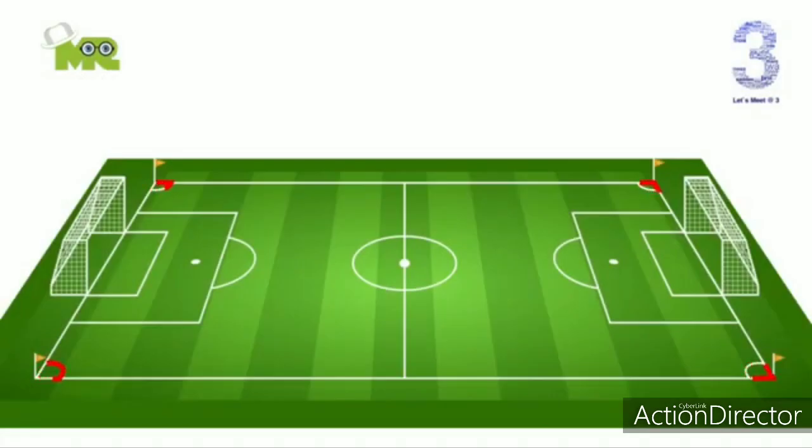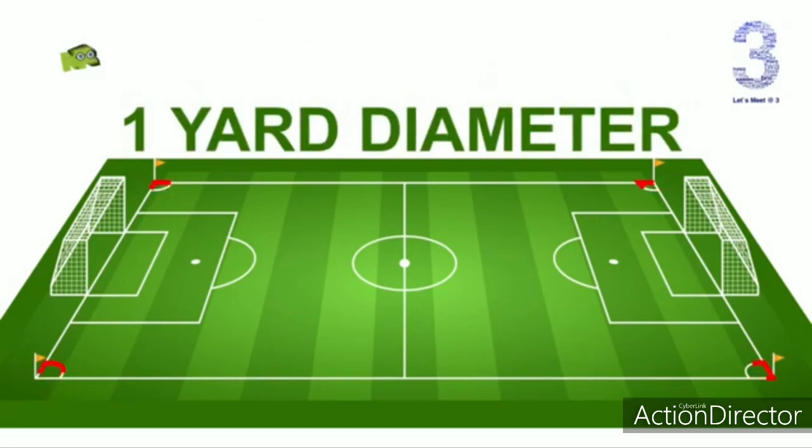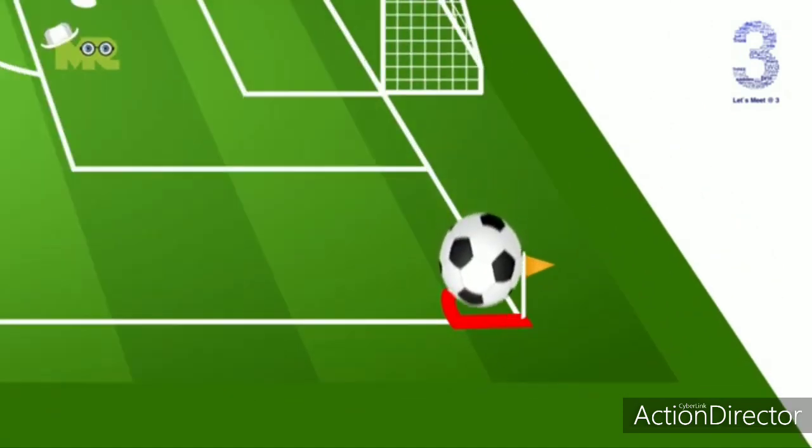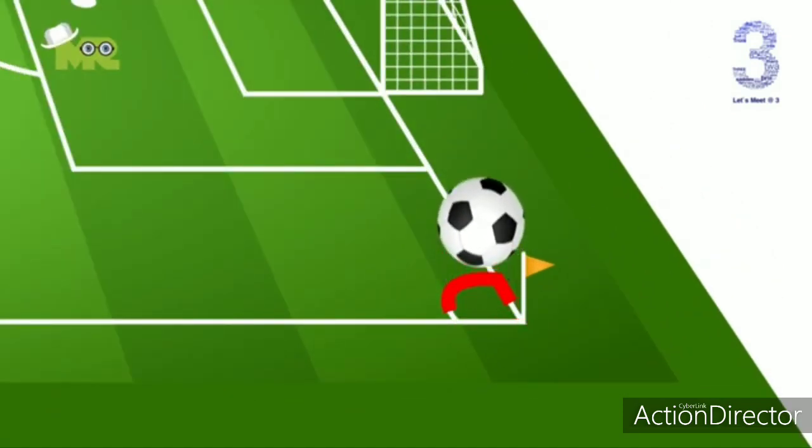The corners. At each corner is a flag post and a corner arc. The corner arc is 1 yard in diameter. The ball must be placed within this arc for corner kicks.